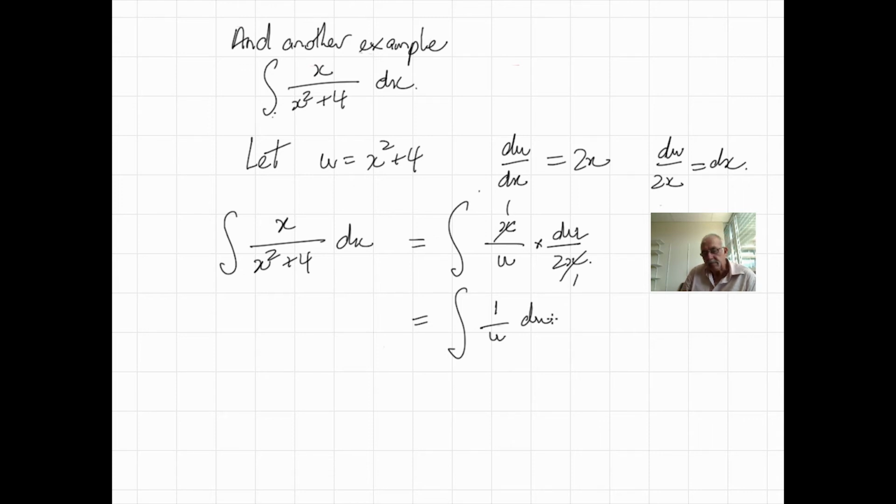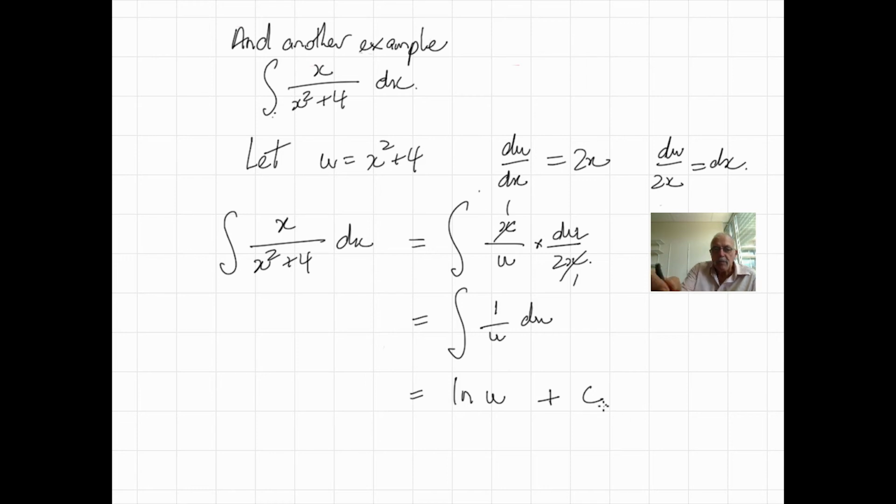And that is easy to do. From your table of integrals, you know the integral of 1 on x is ln x. So the integral of 1 on u with respect to u equals ln u. Now it's an indefinite integral, so we've got to put a plus c there.